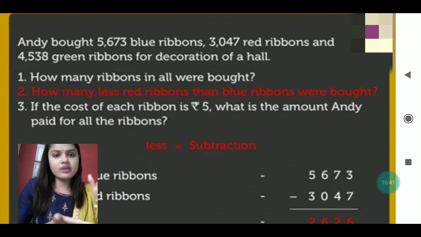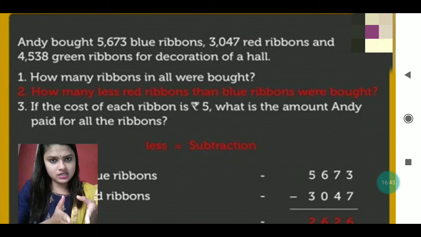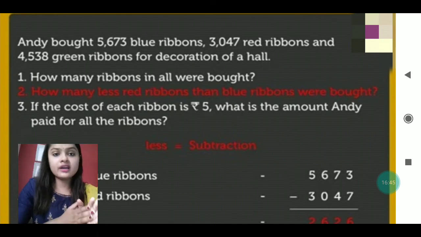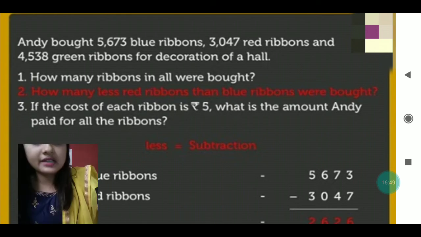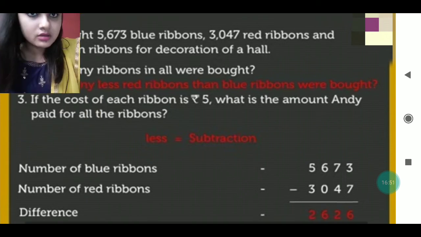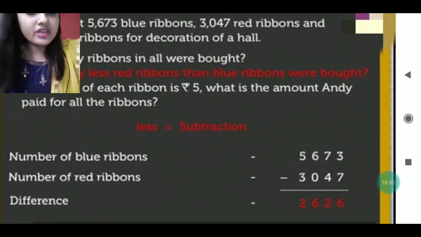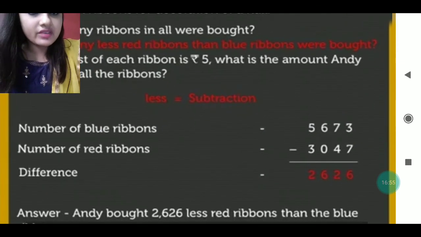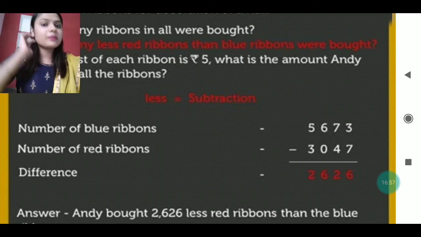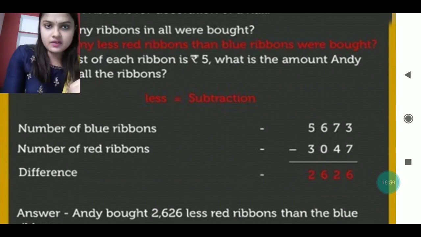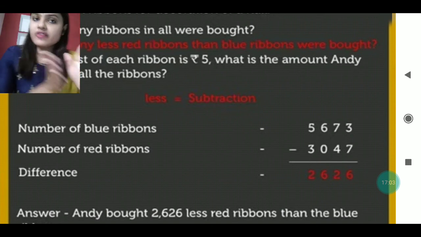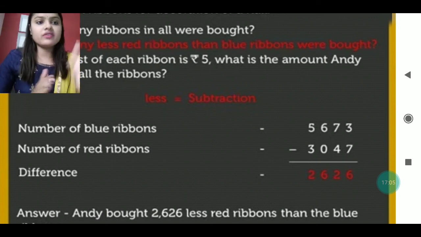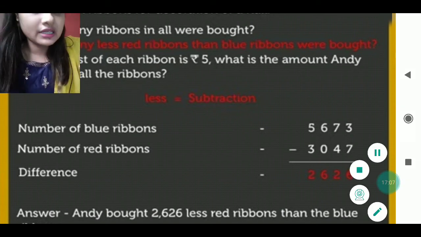ribbons. The blue ribbons are more than the red ribbons. So what will we do here? For calculating the fewer number of ribbons, we will subtract. Let's subtract. Number of blue ribbons we will write first, because the number of blue ribbons is more. Then the number of red ribbons. After writing both, we will subtract here.